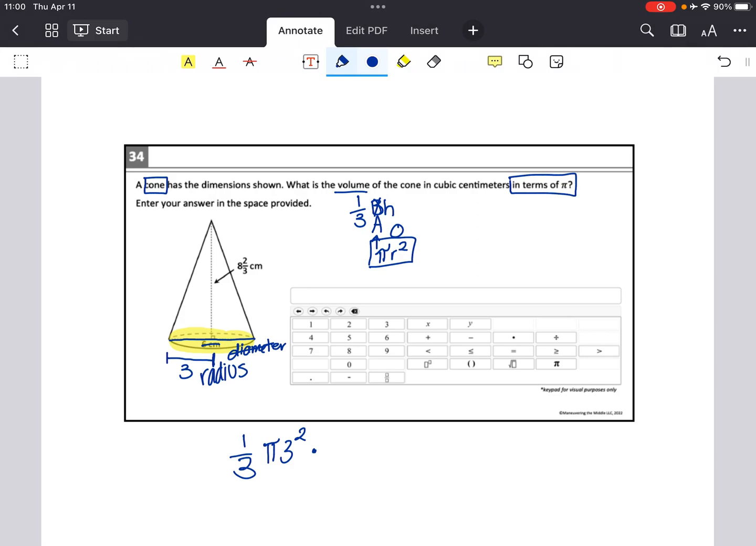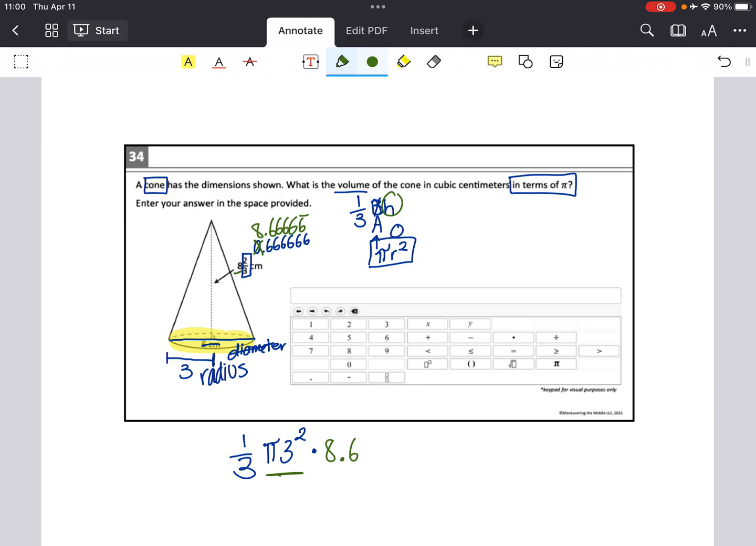Now I see a fraction in my height. I do not like that. So what you can do with your calculator, if you do not know what 2/3 converts to, is just type in the 2/3. Your calculator is going to tell you that it is 0.6 repeated. We then change that 0 to 8 because we know we have 8 wholes. So your height is 8.6 repeated. So 1/3 pi r squared, so pi 3 squared in our case, times the height, because that's what my formula says, so times that 8.6 repeated.